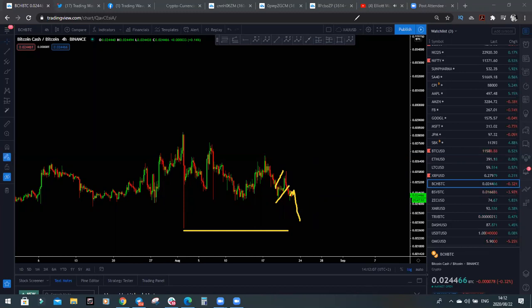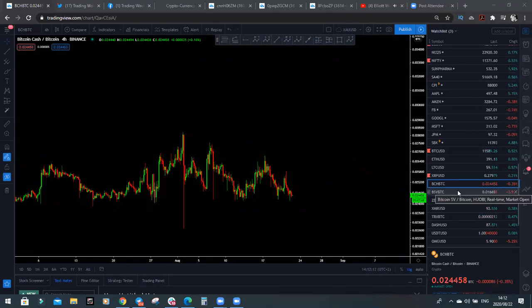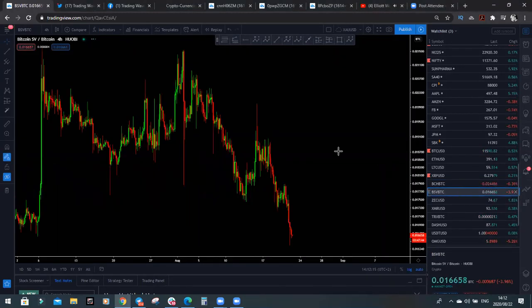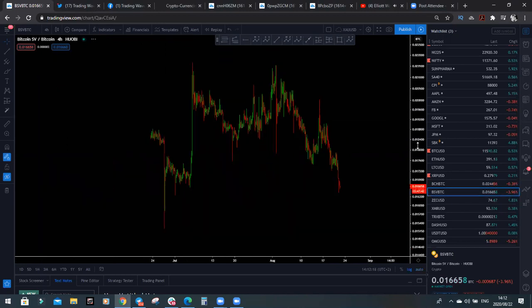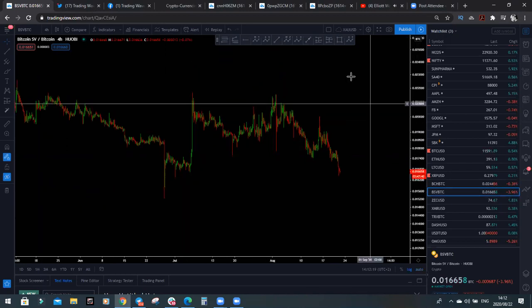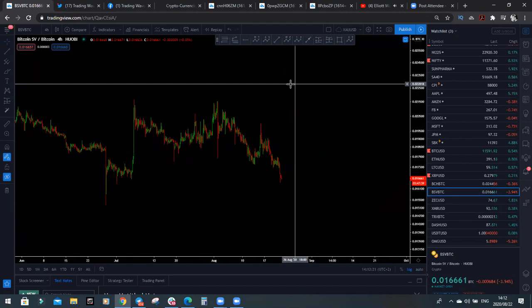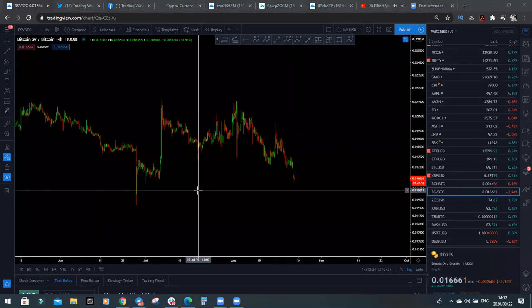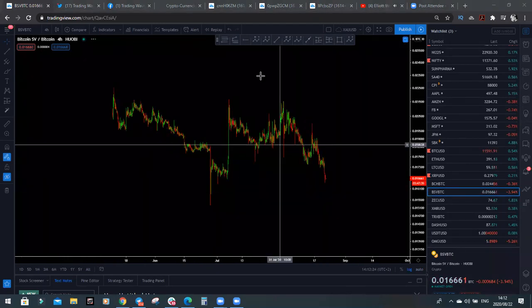So this is Bitcoin Cash versus Bitcoin. My apologies if I didn't say that correctly. Right, so that is Bitcoin Cash, Bitcoin Satoshi version versus Bitcoin. I'll do a webinar sometime explaining the different currencies and where they come from. So let's have a look at Bitcoin Cash versus Bitcoin.